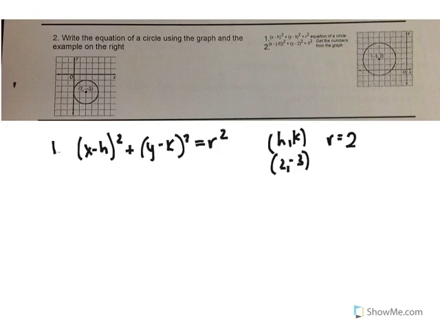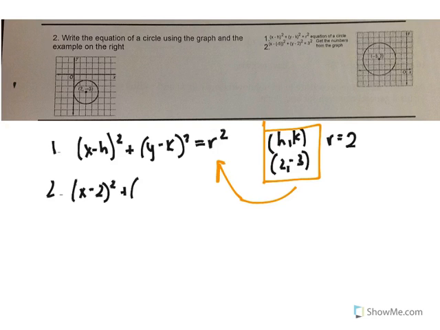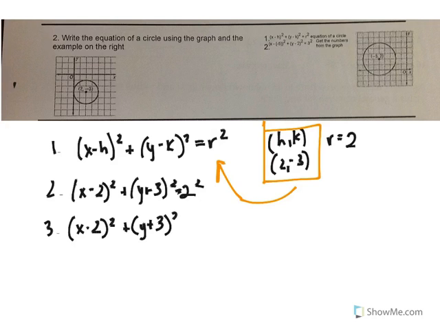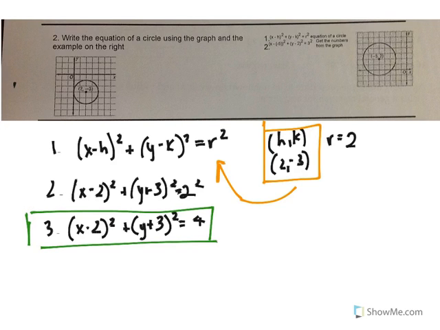So remember, second step, we plug this info into our equation. And we get x minus 2 squared plus y plus 3 squared equals 2 squared. And then we simplify. x minus 2 squared plus y plus 3 squared equals 4. And that is our answer.